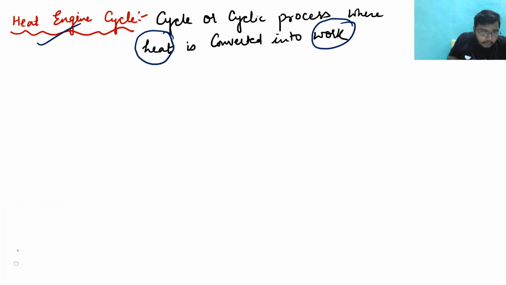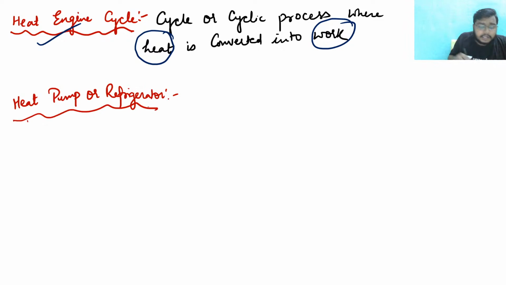Now if I talk about a heat pump or refrigerator, can you tell me what is the difference between a heat engine cycle and a heat pump or refrigerator? Please reply. See, I have told you what a heat engine cycle is: a cycle or cyclic process in which I am converting heat into work. Clear?